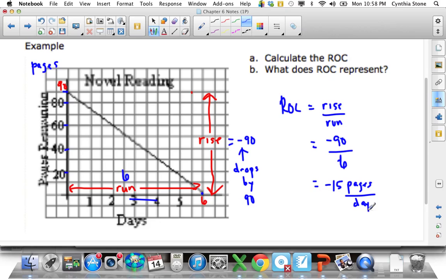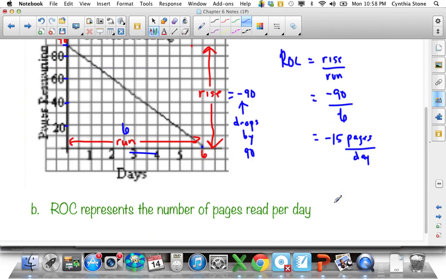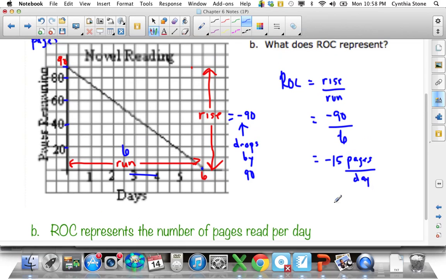Okay? So what does it mean? It represents the number of pages read per day. That's all. So really, Ferd or whoever is reading 15 pages of his book every single day. And so the pages remaining is dropping. So if it was a 90-page book, then every day there are 15 fewer pages to read.